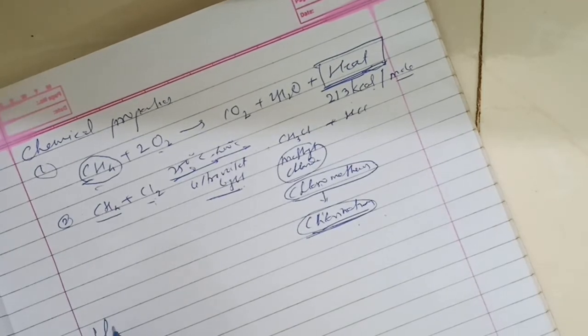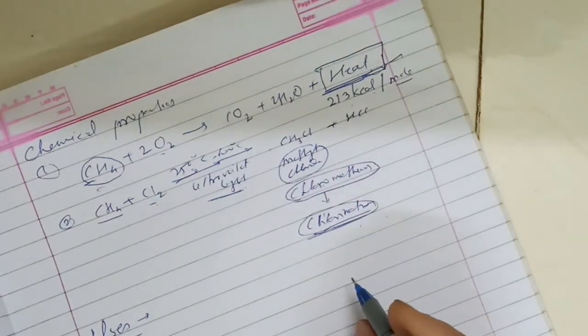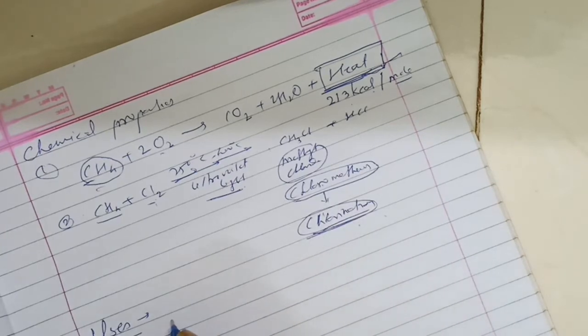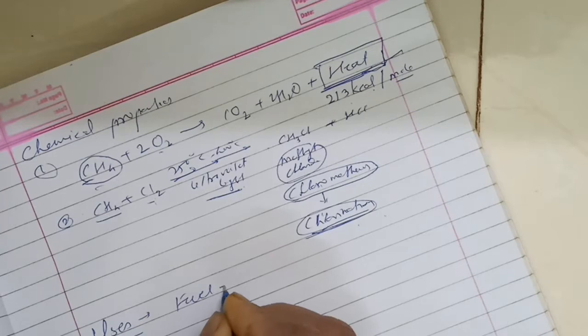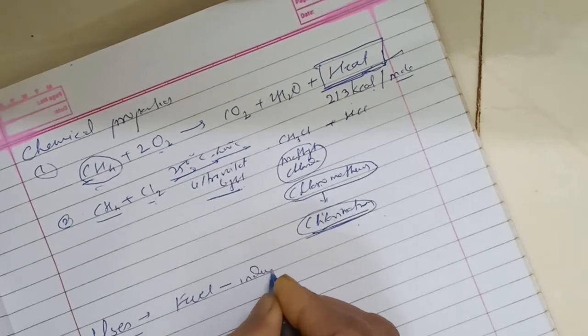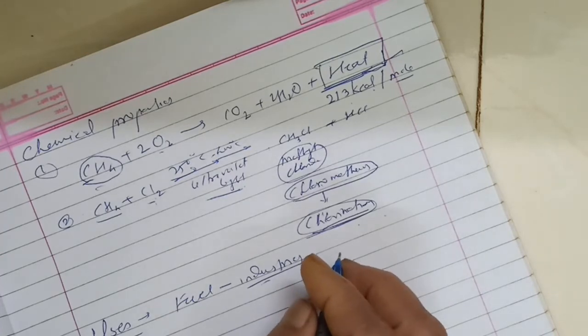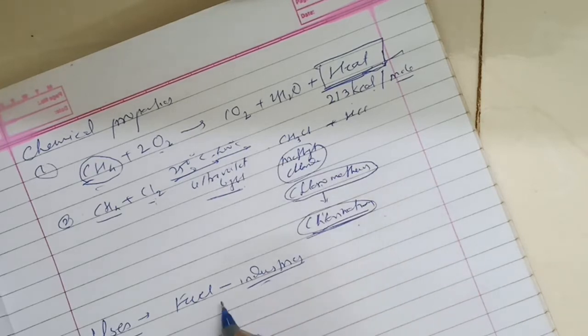Because of the physical and chemical properties, methane is used. First of all, we know that methane produces a lot of heat. That's why it is used in the form of natural gas as a fuel in industries, that is, in fabric mills, paper mills, food processing industries, and petrol purification. Methane is used as a fuel.